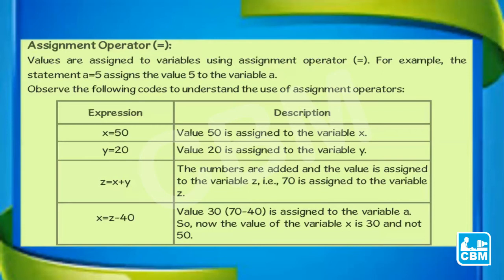Now, if we use the expression x is equal to z minus 40, then the value 40 is subtracted from the value that has been assigned to z. So, the result 30 is assigned to the variable x. Now, previously we had defined x is equal to 50. And now we are assigning x 30. So, previously written value 50 is overwritten by x is equal to 30.